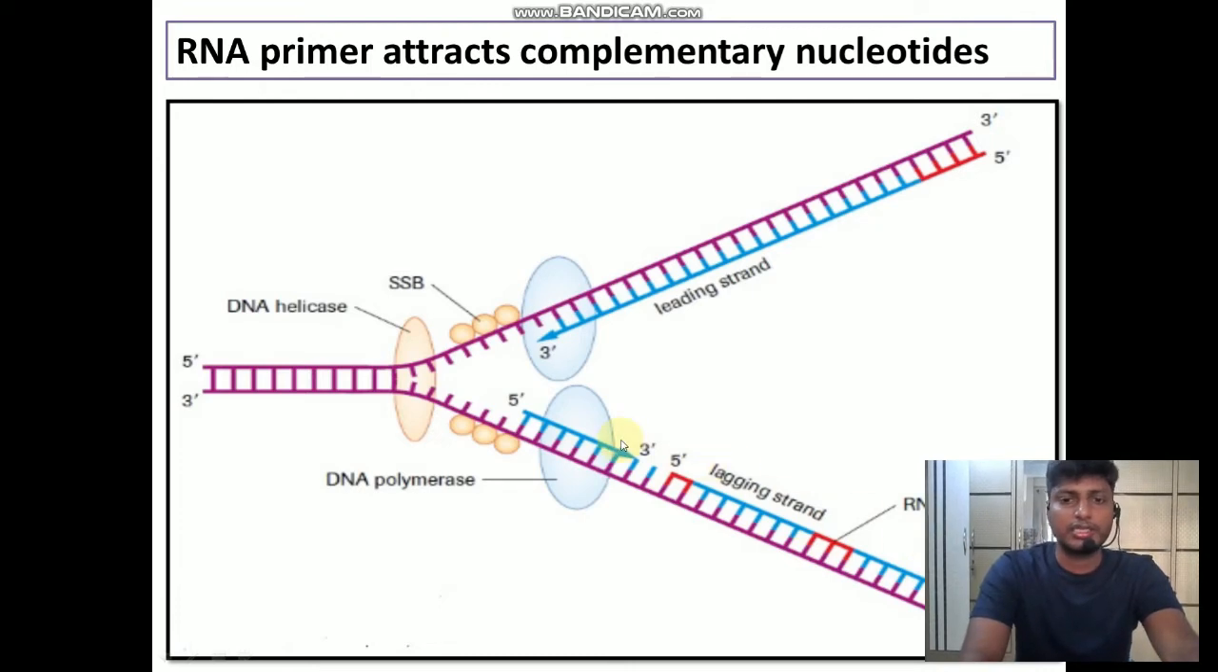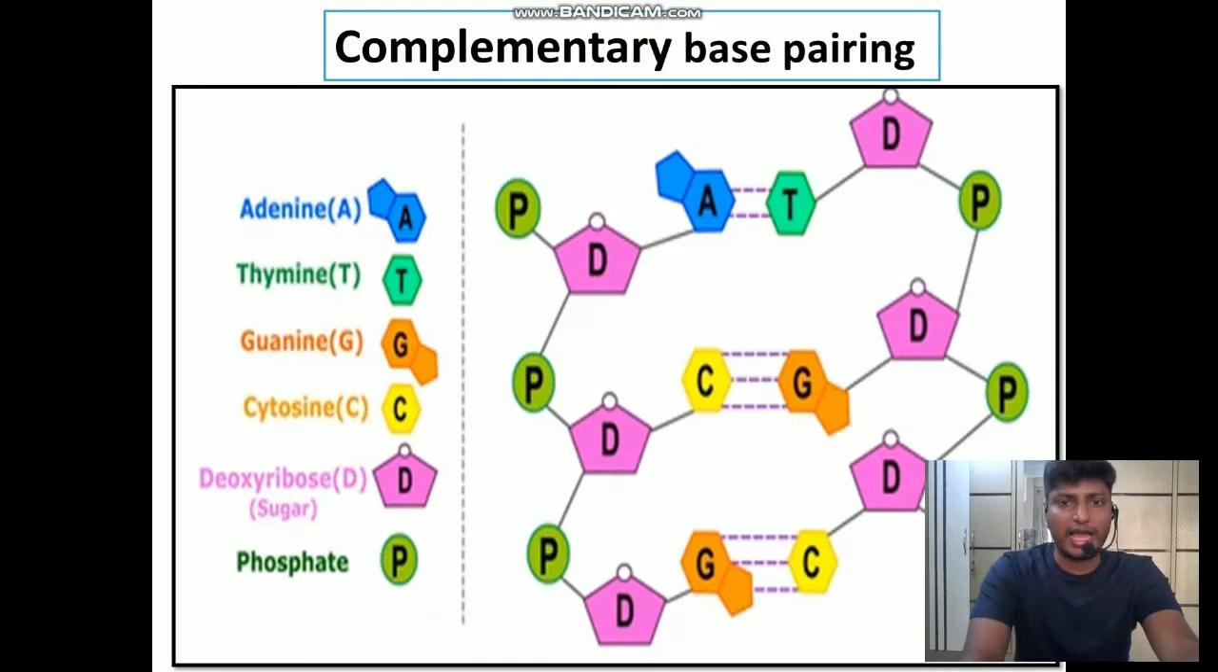So this strand is called the lagging strand. Going ahead, as we can see, the new nucleotides keep on coming, and DNA polymerase will actually start forming the complementary strand. So when the complementary strand is formed, how does the complementary base pairing occur, guys?